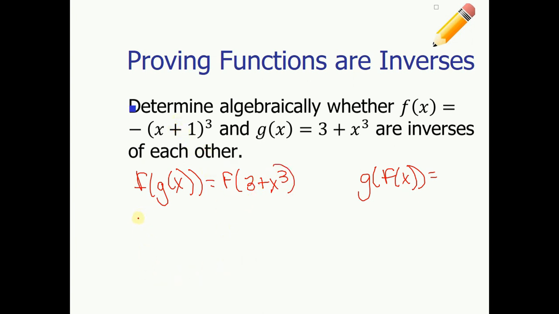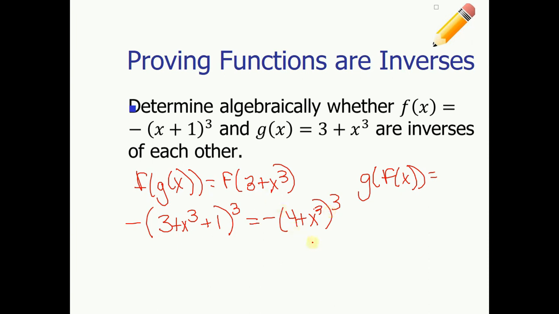So that's going to be negative, parentheses, and I'm going to start writing f. Oh, I see an x, I've got to put g instead. So (3 plus x cubed) plus 1, all cubed. Cool. Let's try to simplify this inside. 3 plus 1, that's 4. x cubed, cubed.